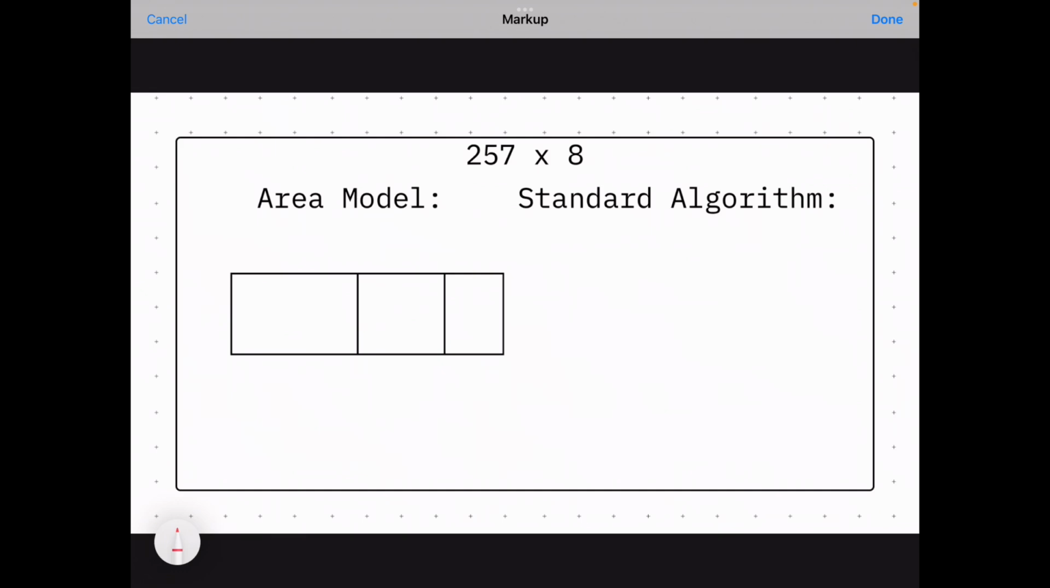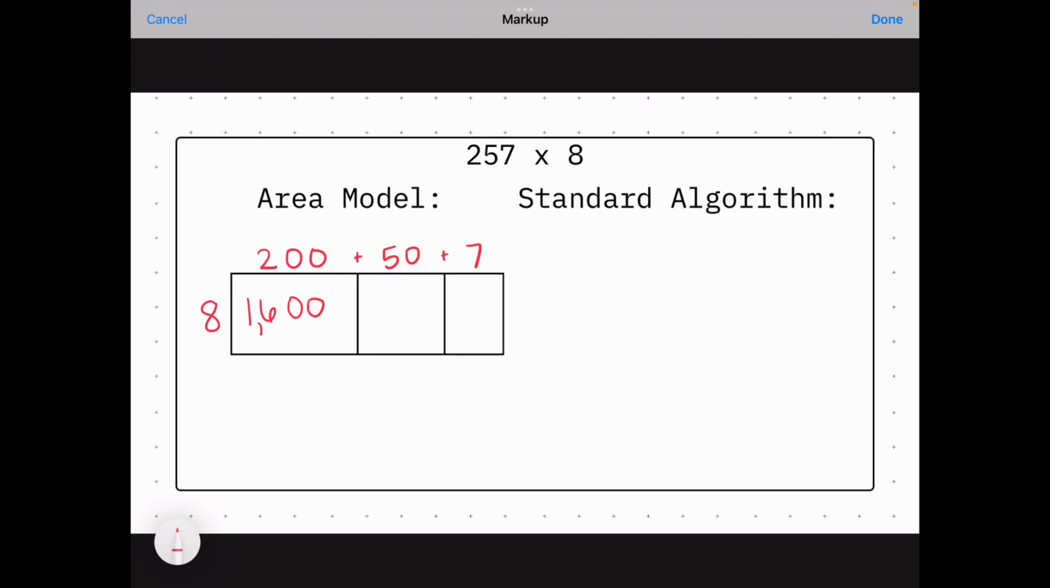Now let's look at a 3-digit number times a 1-digit number. This time I have 257 times 8, so I'm going to expand 257 above my area model. So I have 200 plus 50 plus 7 multiplied by 8. So again, I'm going to use my pattern. 200 is a multiple of 100, so I can quickly multiply 8 times 2 to get 16, and then just add on my 2 zeros.